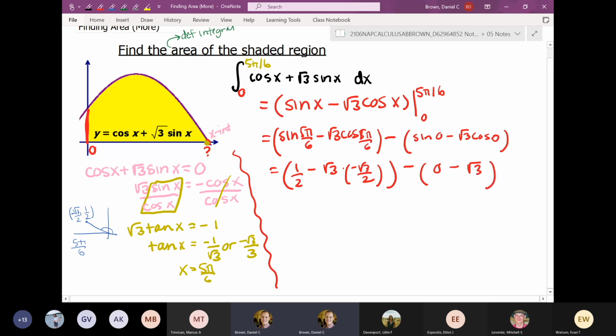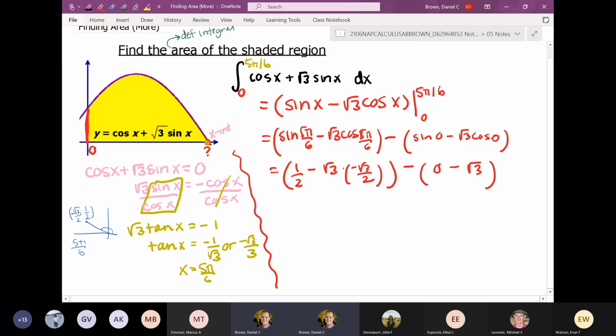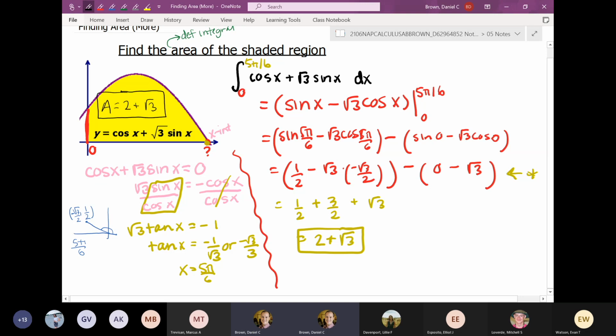You can technically leave your answer like that last line. Honestly, I would not mark this wrong. You've evaluated the trig, that is the area. It does simplify somewhat nicely. This becomes 1/2 minus, then a plus, 3 over 2 plus the square root of 3. 4 over 2 is 2, so we can see that the exact area is 2 plus the square root of 3. I can use the exact area here because this never goes below the x-axis, so I know the net area would be equal to the exact area.